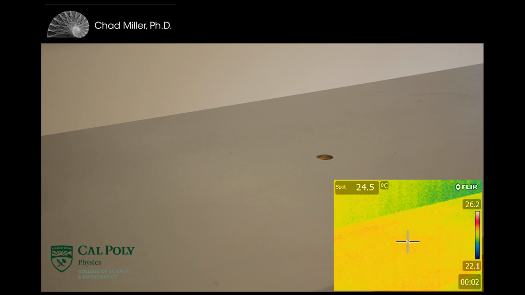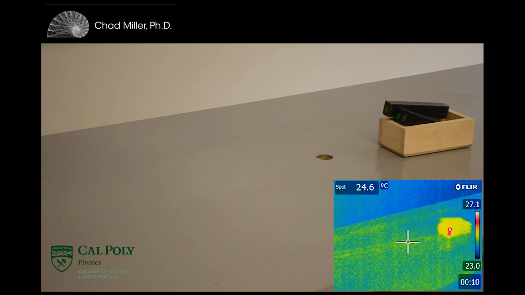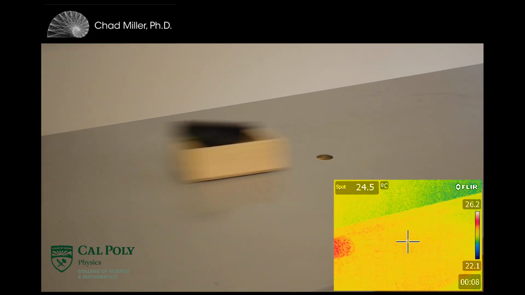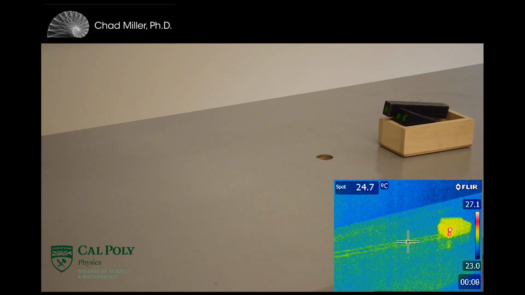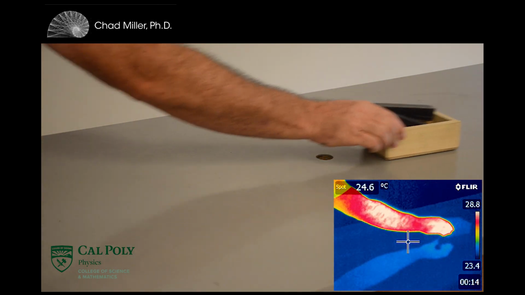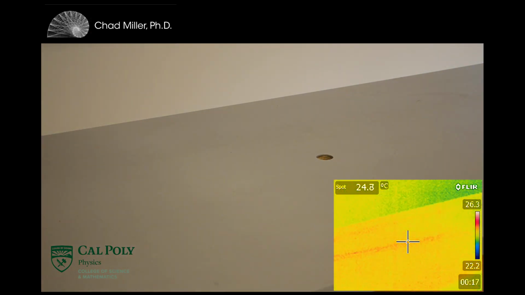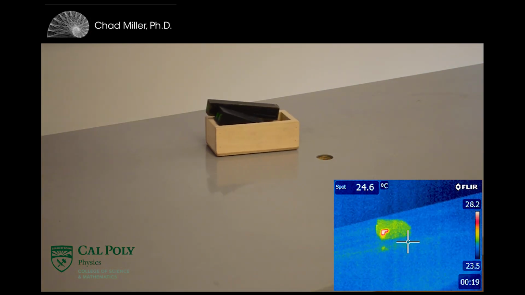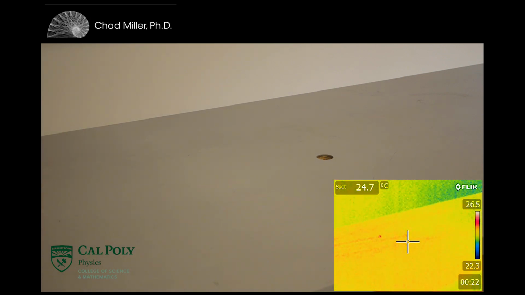Okay, let's try this camera out with an object sliding across a table. So I'm about to throw an object from the left. You can see the streaks of thermal energy left behind. Let's see that again in slow motion. Interestingly, you can see where my fingers were touching the block or the box, and the thermal energy transferred from my warm hands into the wood. Here's a couple extra throws, so you can see some different versions of that.